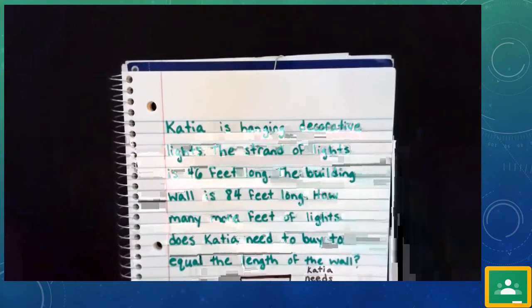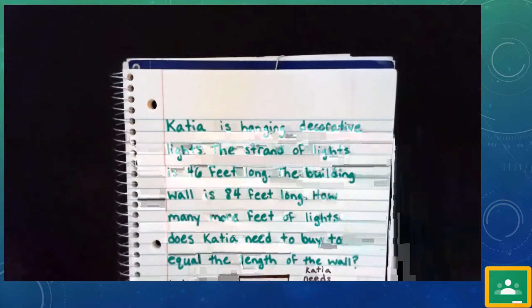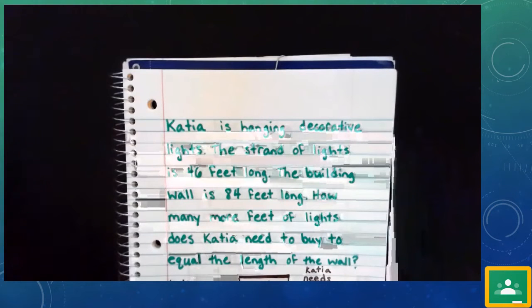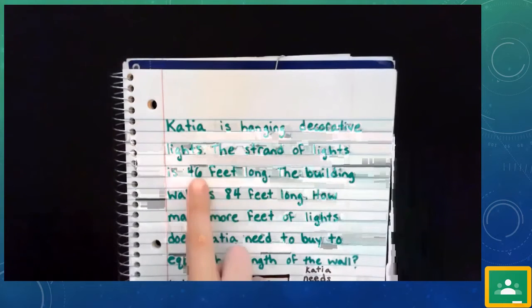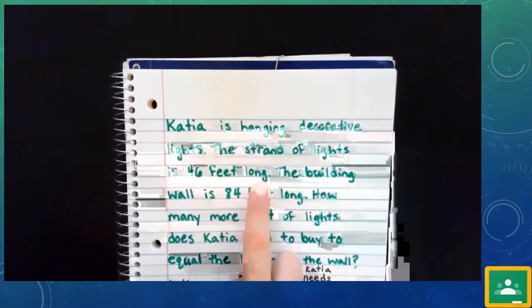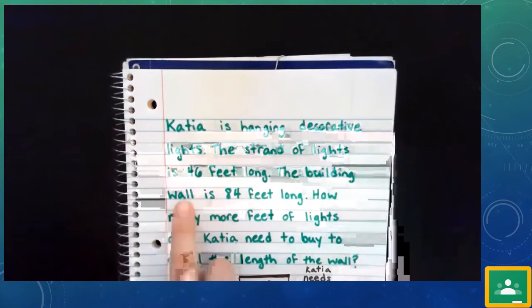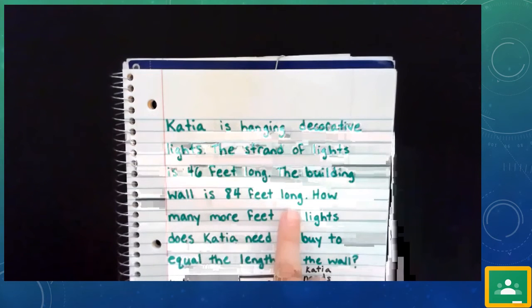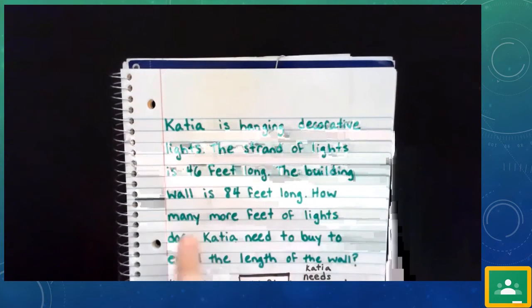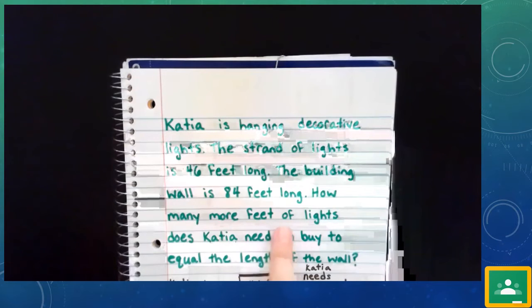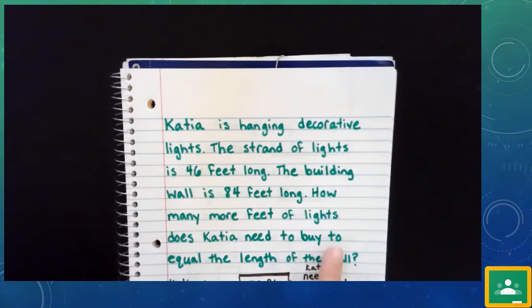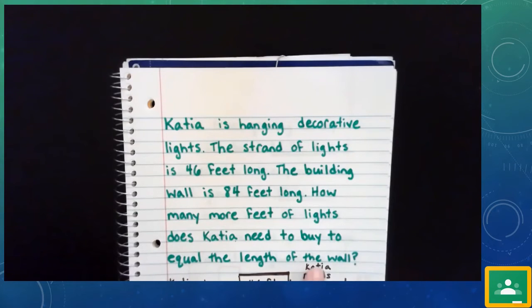Katya is hanging decorative lights. Okay, so like Christmas or lights that you might use during a holiday. The strand of lights is 46 feet long. The building wall is 84 feet long. How many more feet of lights does Katya need to buy to equal the length of the wall?